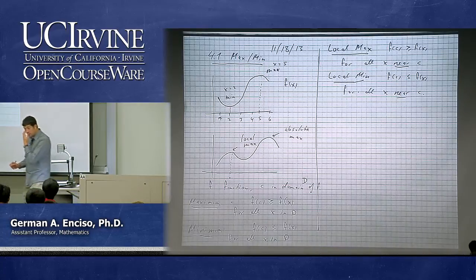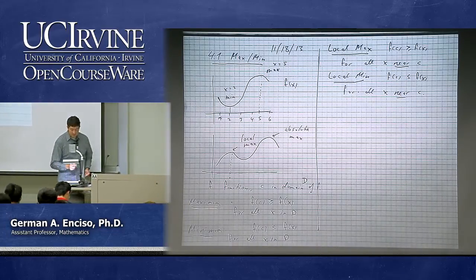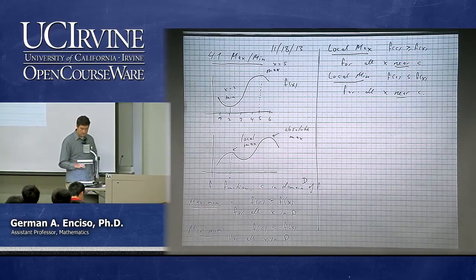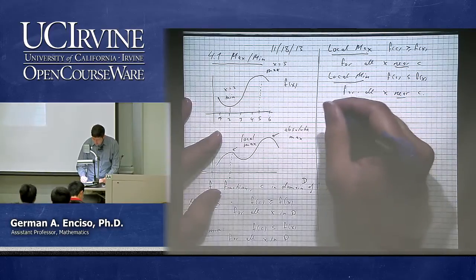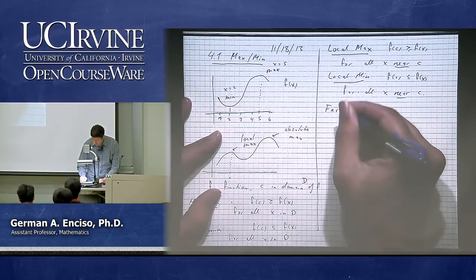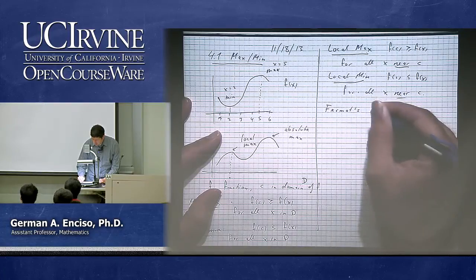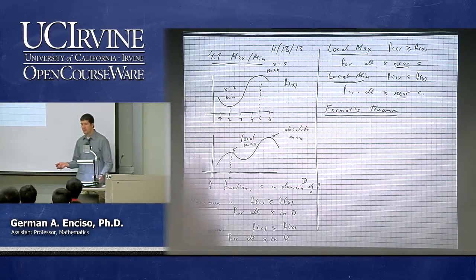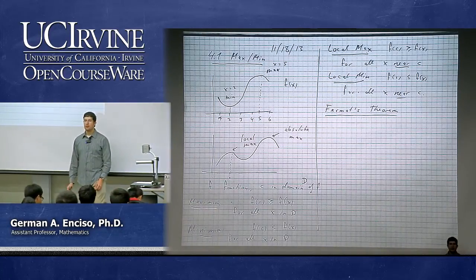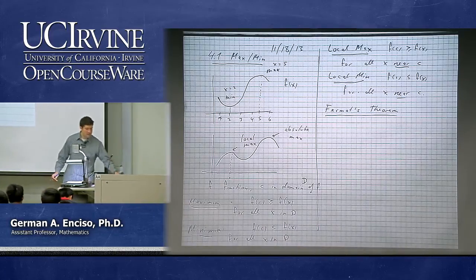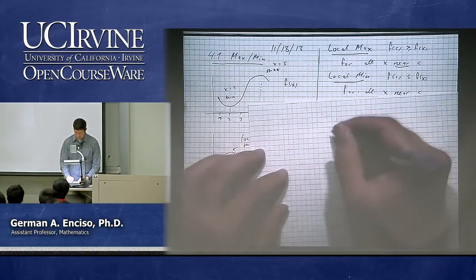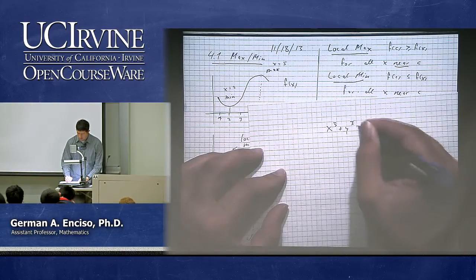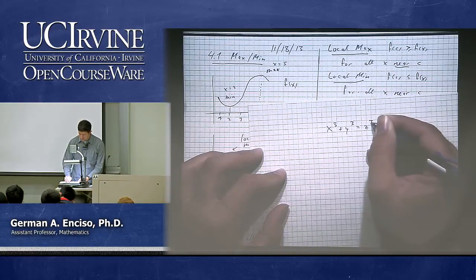Now, the question is then, how do you find these local minima and local maxima? And there's a theorem called Fermat's Theorem. Fermat is the same guy who stated another theorem. Do you guys know about Fermat's last theorem? Yeah. What does Fermat's last theorem say? X to the 3 plus y to the 3 equals z to the 3, for example.